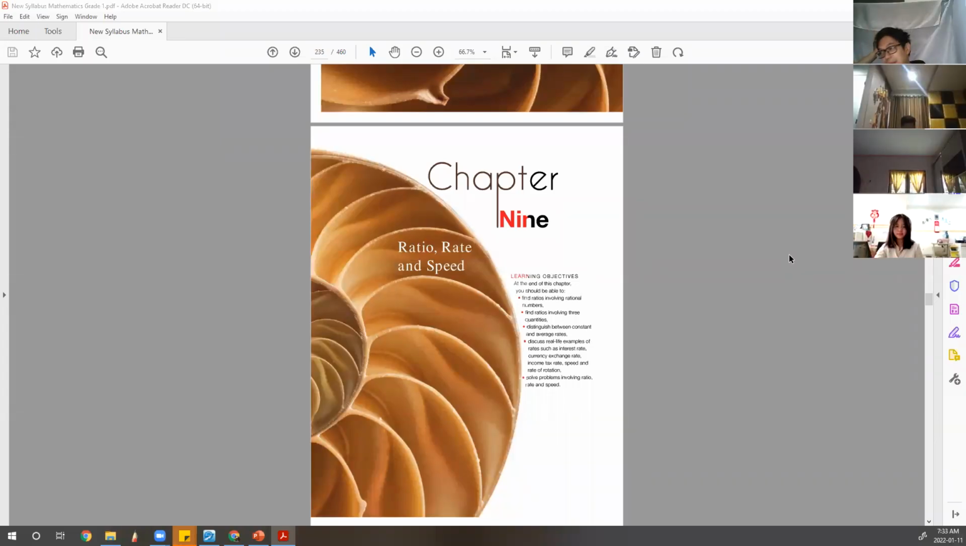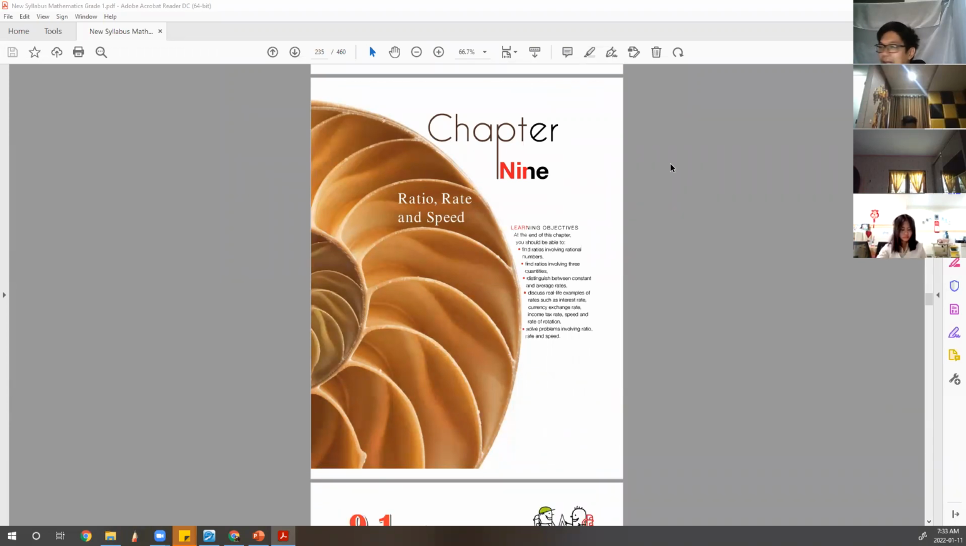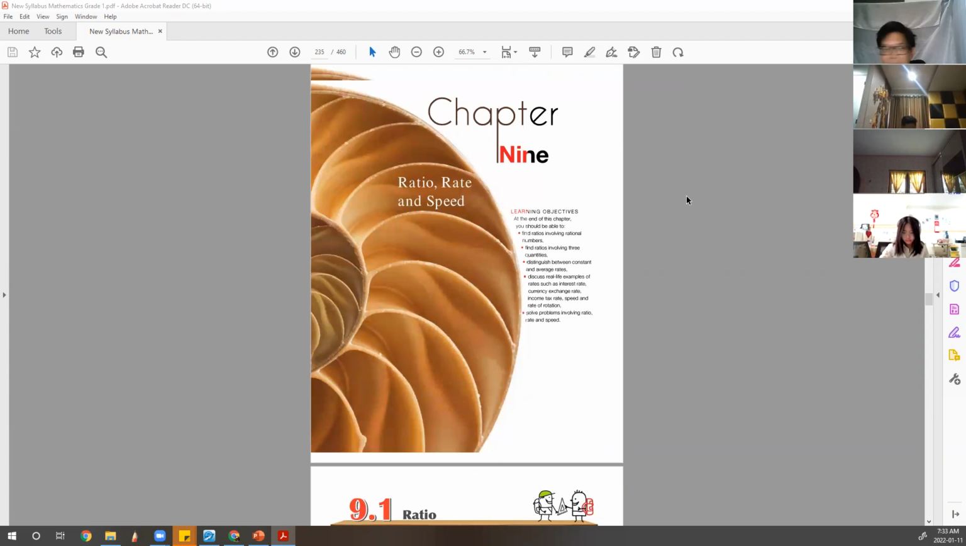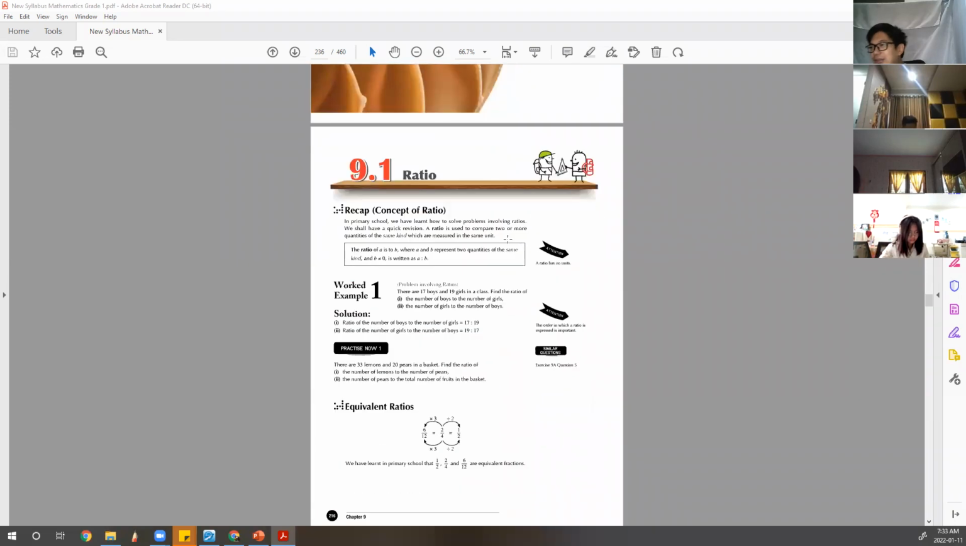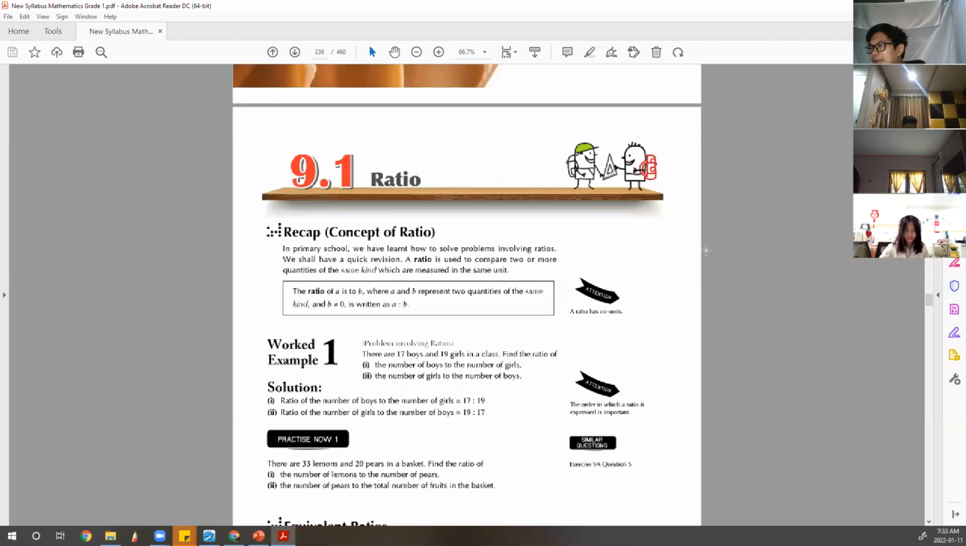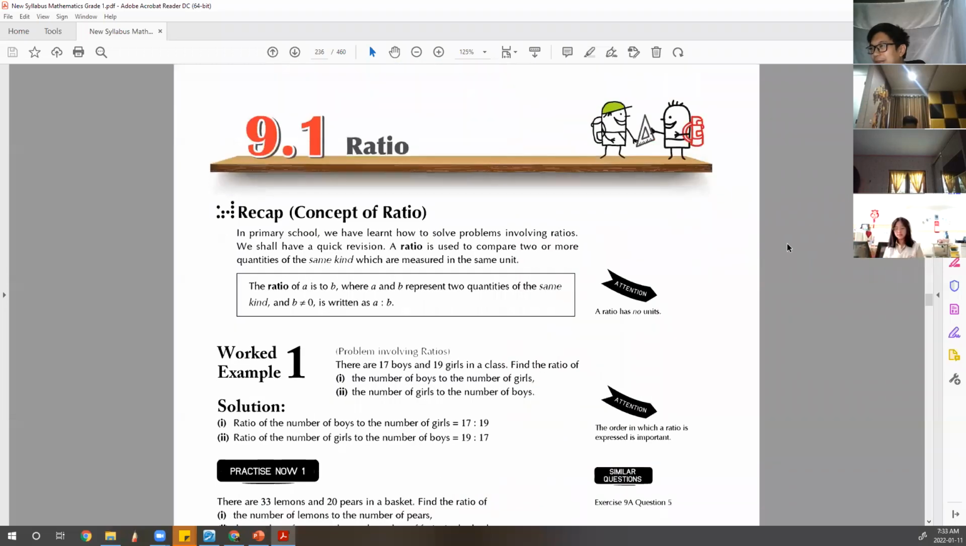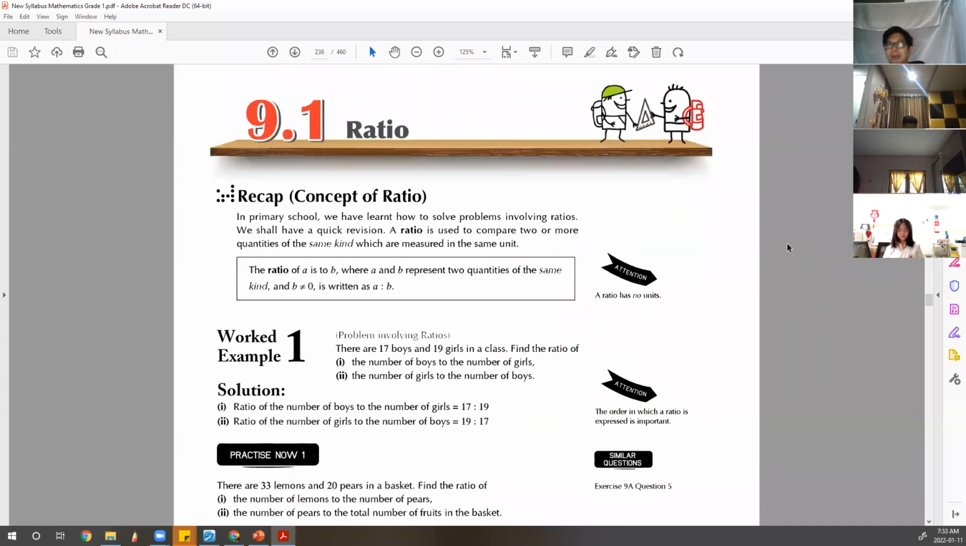So when we learn about ratio, rate, and speed, we are talking about numbers and the simplification of the numbers. Okay, what is ratio? I think you already learned in your primary school that ratio is the comparison between two or more objects. No, two or more numbers.